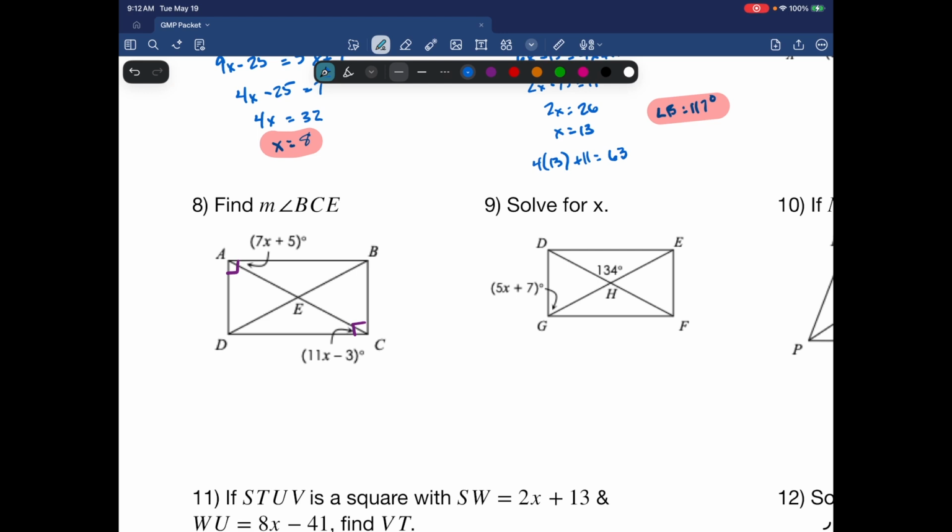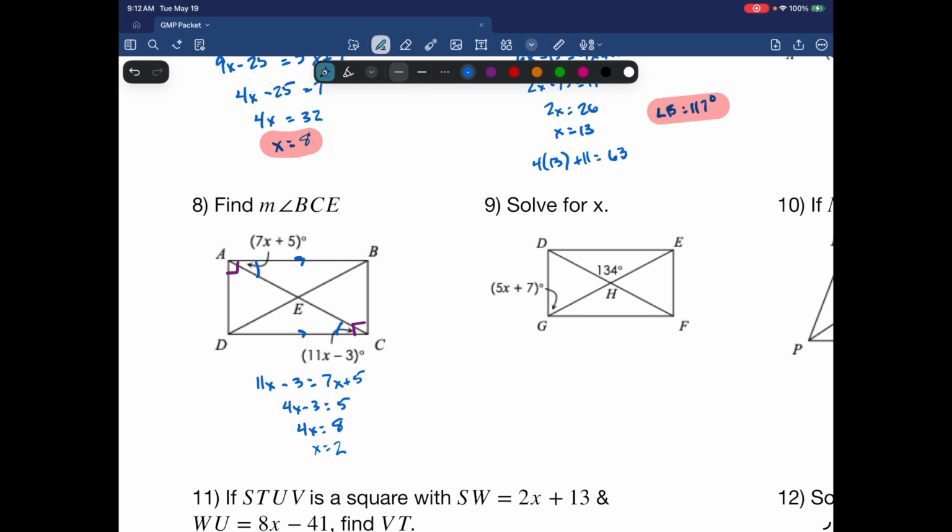No, these 2 are right angles, but because these 2 sides are parallel, I know that this angle and this angle are congruent because of alternate interior angles. So I set them equal to each other. 11x minus 3 equals 7x plus 5. So you get 4x minus 3 equals 5. 4x equals 8. X equals 2.